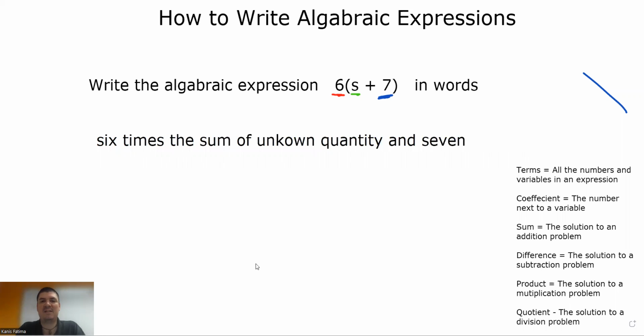Again, 6 parentheses S plus 7 parentheses. In words, we would write 6 times the sum of an unknown quantity and 7.